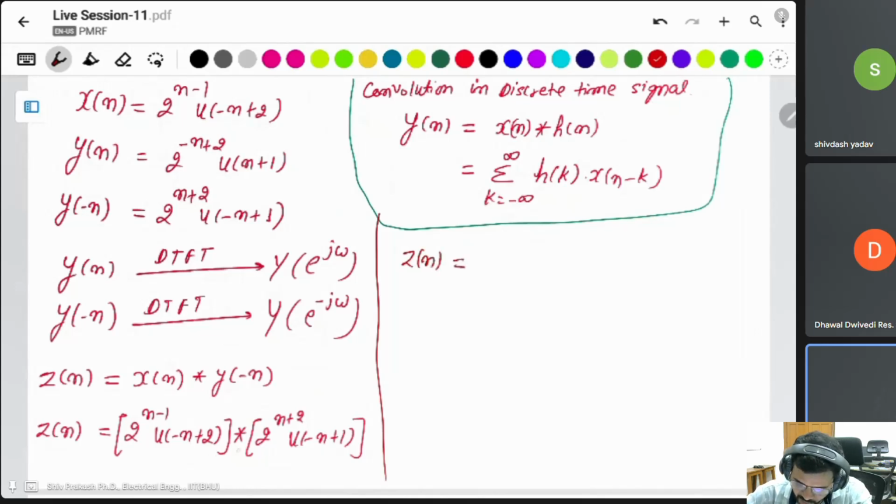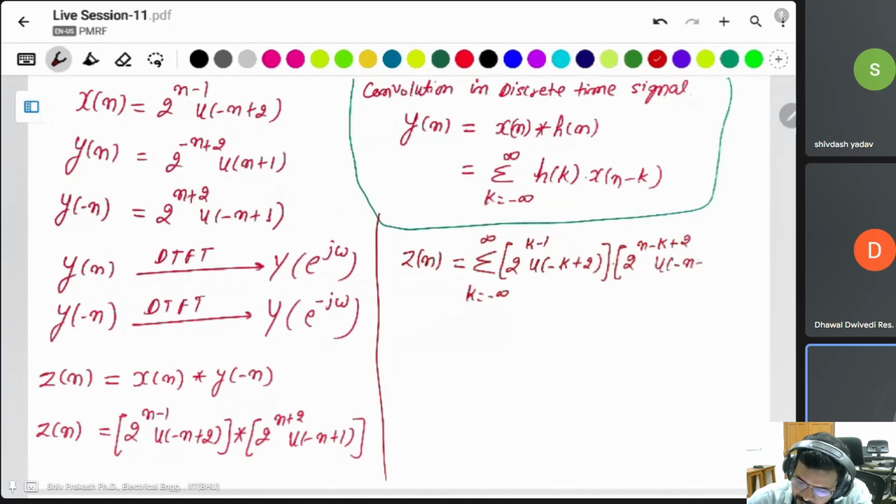Zn is equal to the convolution, which will be the summation of k from minus infinity to infinity of hk, taking xn as 2 to power of n minus 1. In place of n, we have to put k: 2 to power of k minus 1, u of minus k plus 2, into yn, where in place of n we put n minus k: 2 to power of n minus k plus 2, u of minus n plus k plus 1.